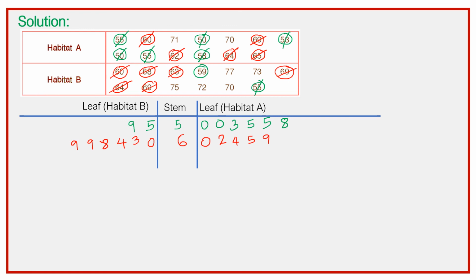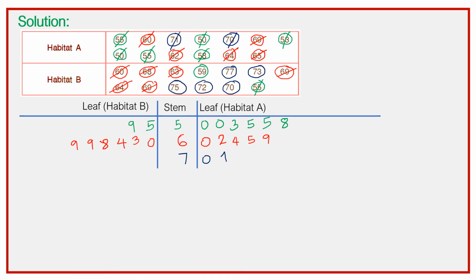Okay, then we go to 70 for habitat A, such that we have 71 and 70. So we will write 7 and then 0 for 70, then 1 for 71. So then we go to habitat B. We have 73, 77, 70, 72, and 75.